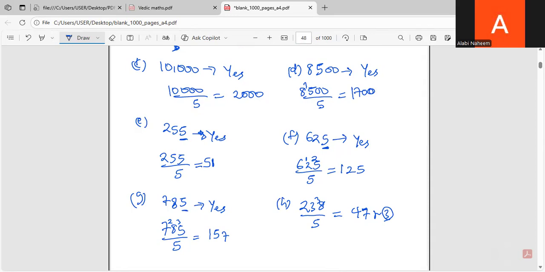Try to check all other numbers. Numbers that do not end in 0 or 5. Numbers that end in 2, 3, 4, 6, 7, 8, 9. Any number at all, divide by 5. Then you see that it's not divisible exactly by 5.